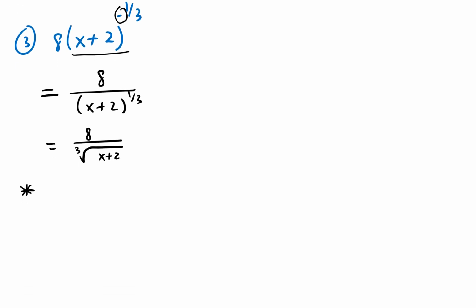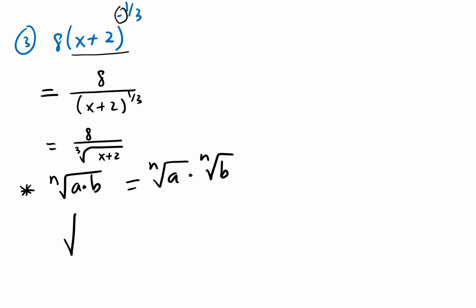Next, this is called the product rule here. If there's more than one thing under the nth root, this is the nth root of a times the nth root of b, so you can split it. That's called the product rule for radicals. And if we have a over b, you can do the nth root of a over the nth root of b, provided b is not 0.